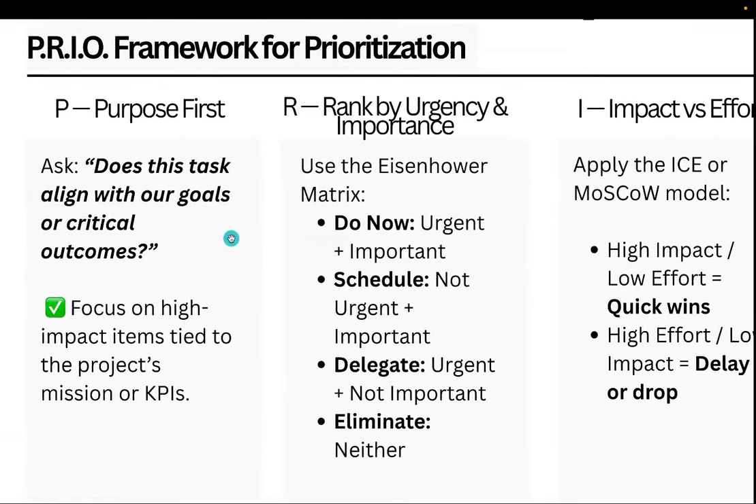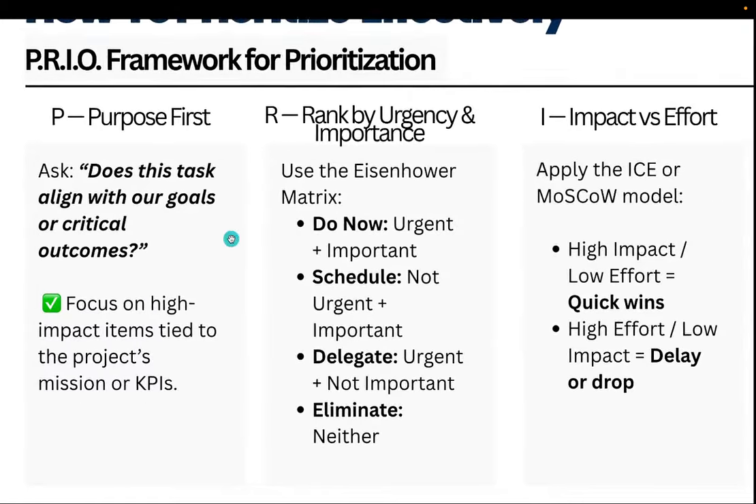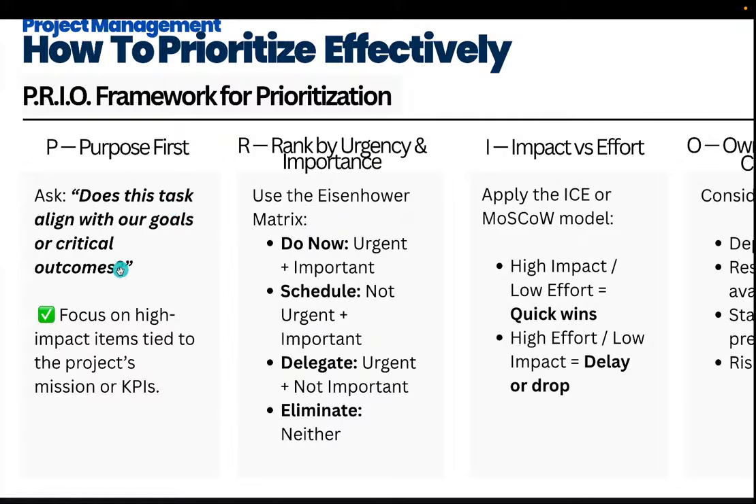So you first start. If, let's say, the task aligns with the project missions or KPIs, then you definitely have to go for it. Good. So let's say you have four different tasks that align with the company's goals or the project's critical outcomes. Now you prioritize all those, you list them down. You now move on to the next stage, which is ranking by urgency and importance. If the task is urgent and important, then you have to do it now.